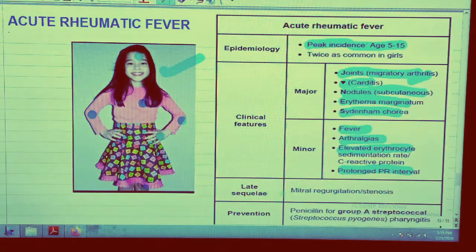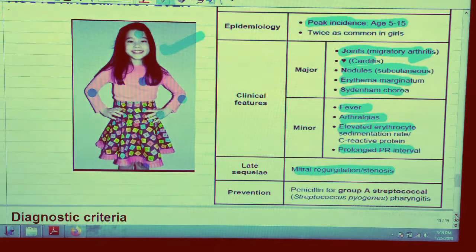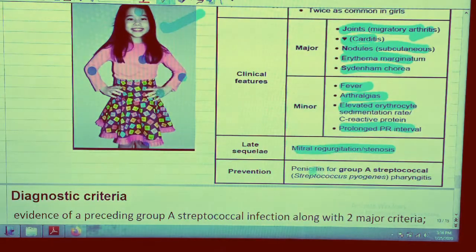Late sequela is mitral regurgitation first, and then it progresses to mitral stenosis. Prevention is penicillin for group A streptococcal, Streptococcus pyogenes, pharyngitis.